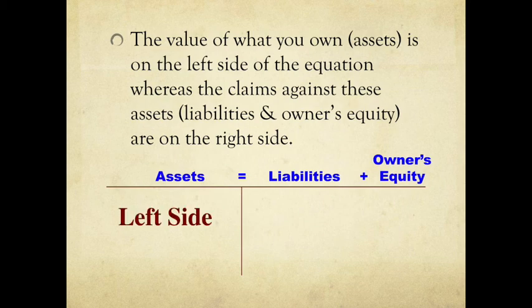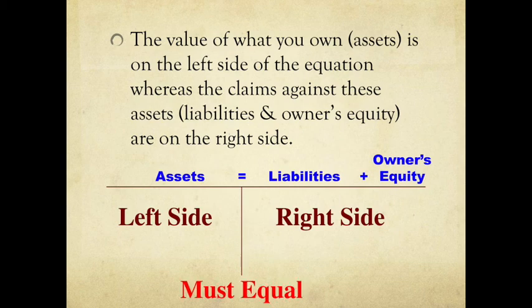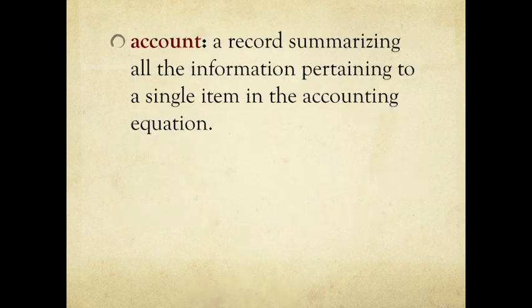So again, the left side of your accounting equation, the right side, and it's going to be analyzed in an account called a T account, and you can see why it's called a T account. Remember, our accounting equation must always equal. An account then is a record summarizing all the information pertaining to a single item in the accounting equation. Again, one account could be your capital account, one account could be your accounts payable, one account your prepaid insurance, and so forth.